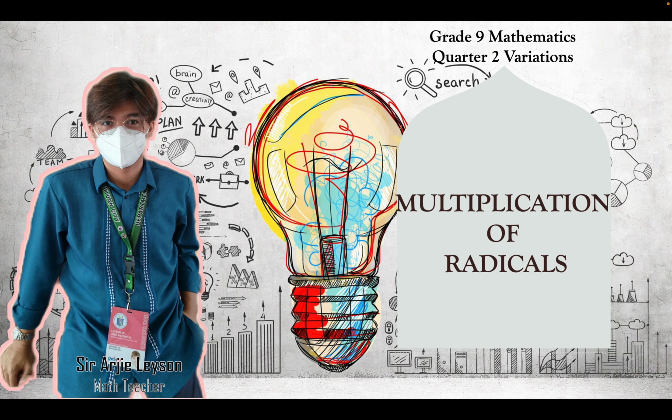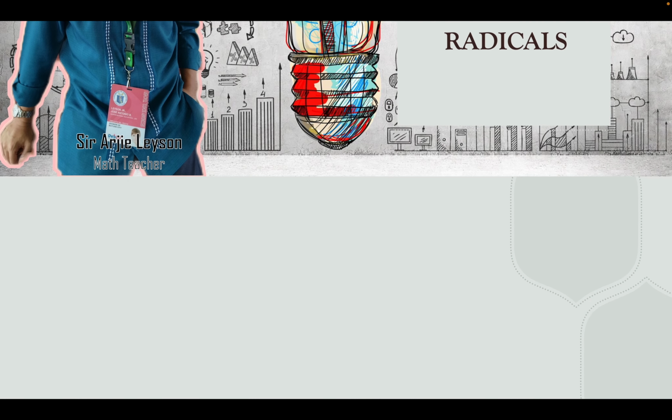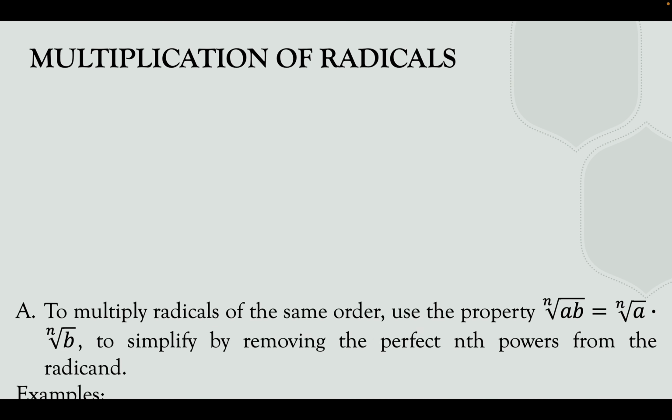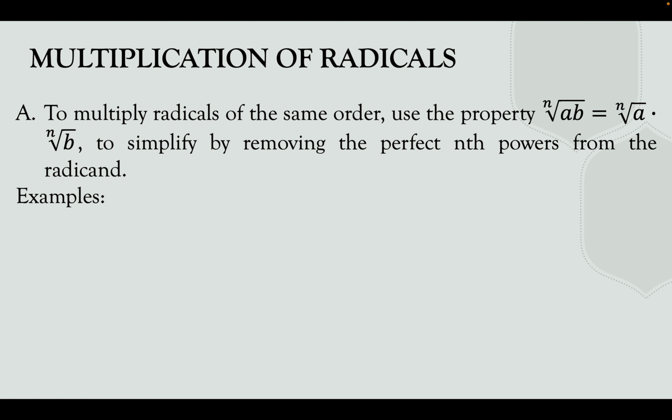In this video, we will discuss all about multiplication of radicals. To multiply radicals of the same order, use the property: nth root of a times b equals nth root of a times nth root of b. Then simplify by removing the perfect nth root powers from the radicands.